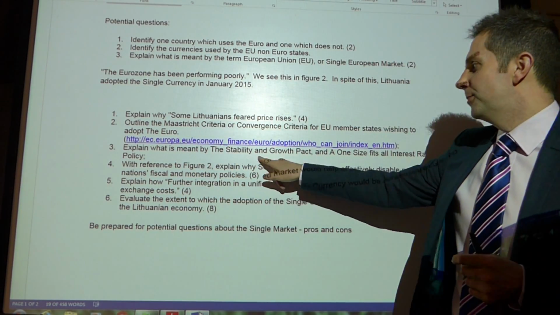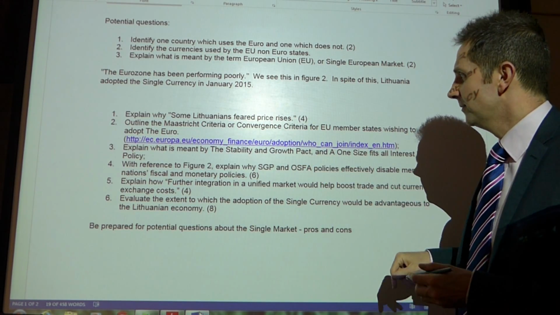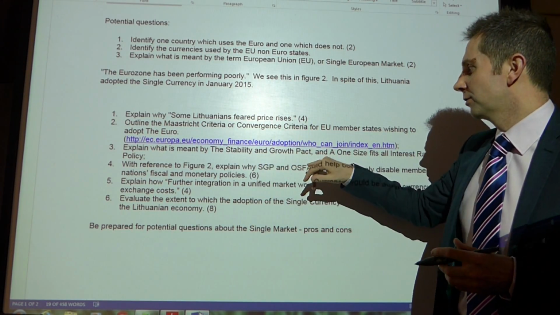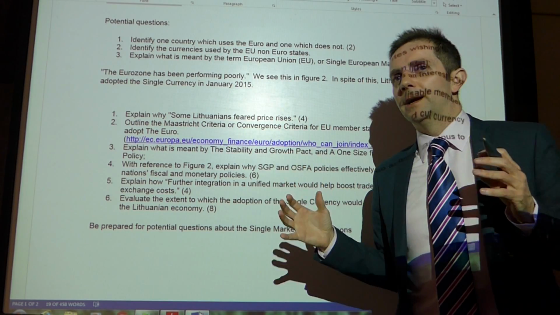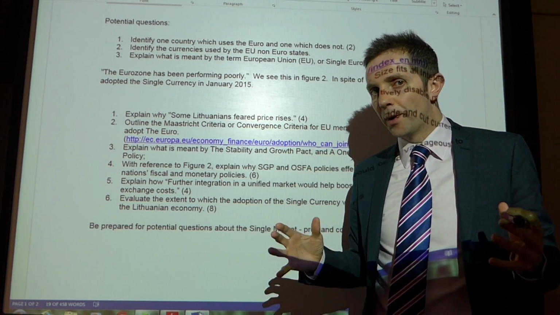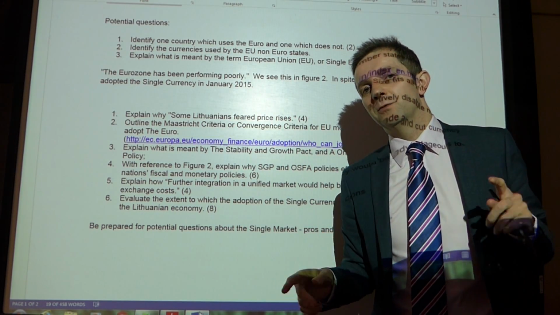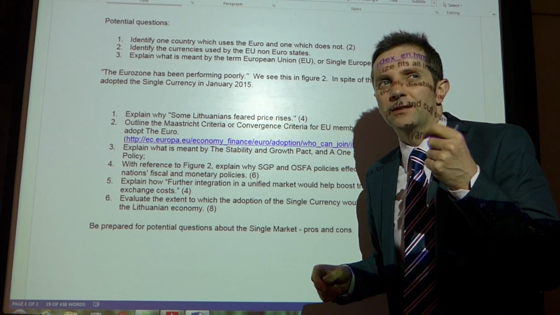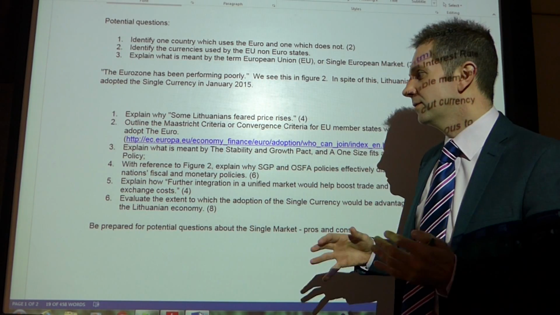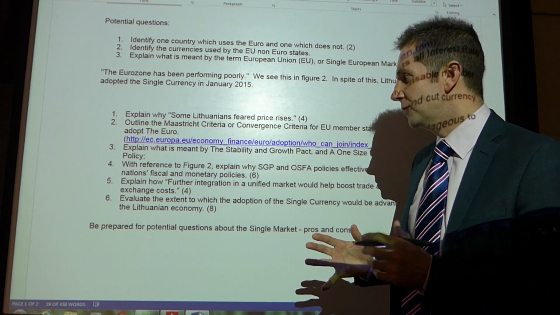Explain what's meant by the Stability and Growth Pact and a one-size-fits-all interest rate policy. Again, this is with regard to how much governments who join the Eurozone can borrow. They must have a budget deficit which is no more than 3% of their GDP, and their national debt must be no more than 60% of GDP.